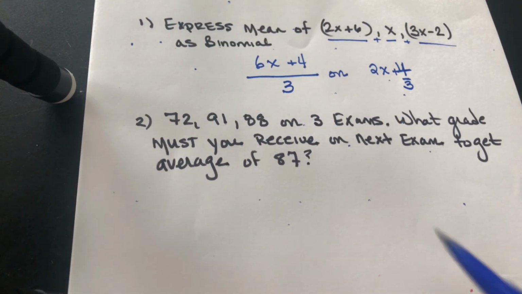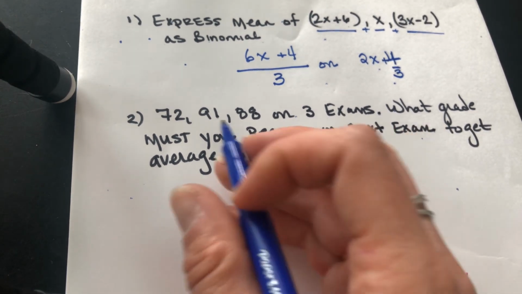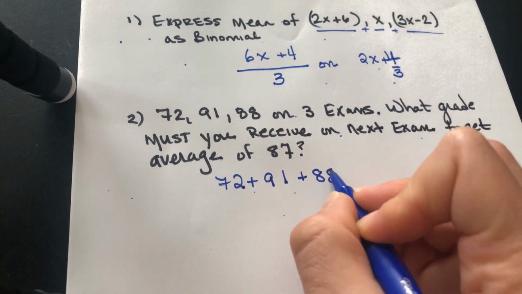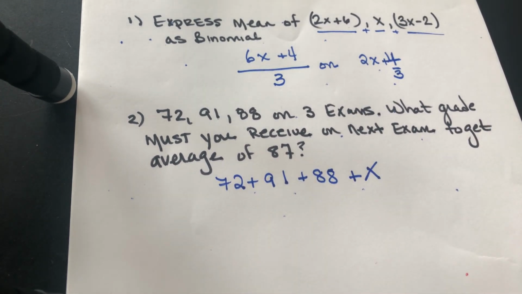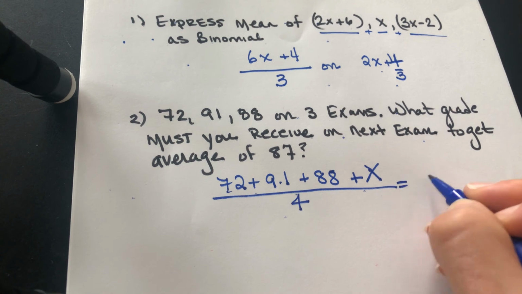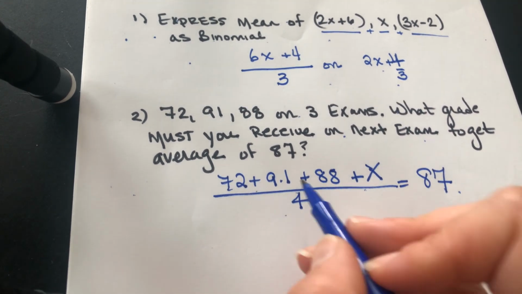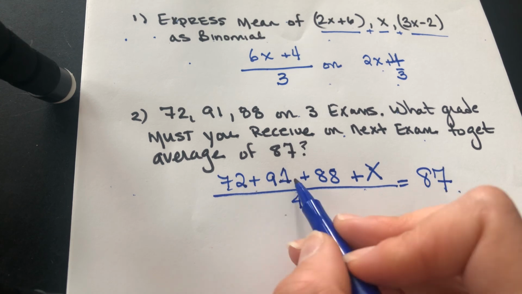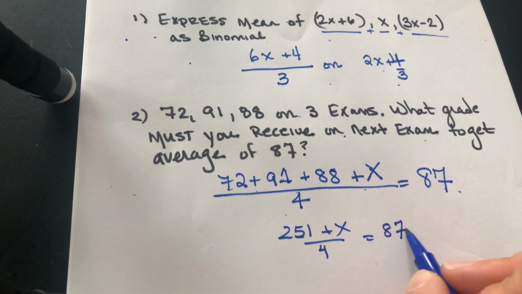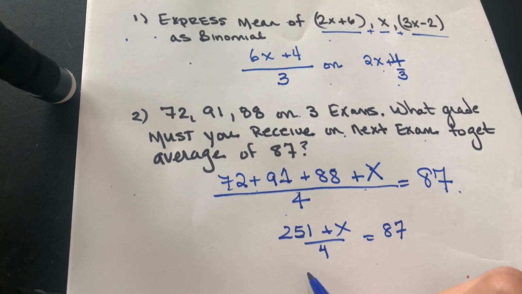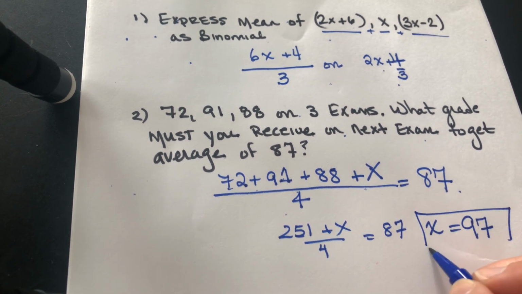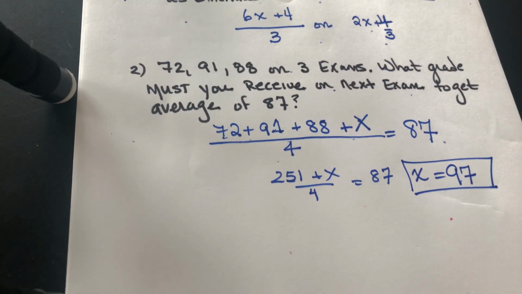Well, it's pretty simple. Here's what you all would have to do. If you're setting something up to show me algebraically, you have one exam plus another exam plus your third exam plus, I don't know, exam. So that's where your x comes into play. All divided by the number of exams. So you have 4, and you want an average of 87. So you add, you're going to get 251 plus x over 4 equals 87. Now you guys have to cross multiply. So cross multiply, and you get x equals 97. So that's how you guys can figure out grades and whatnot.